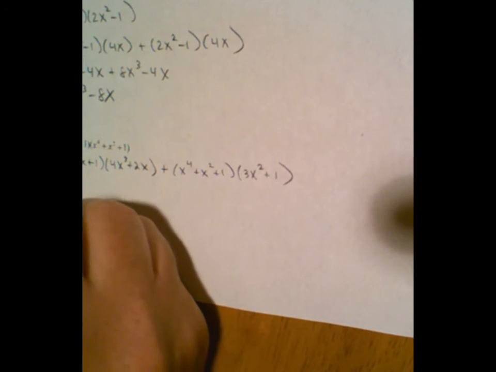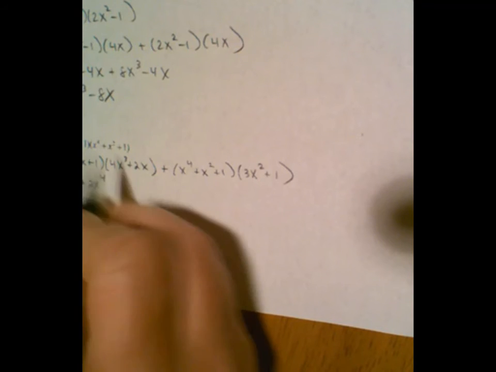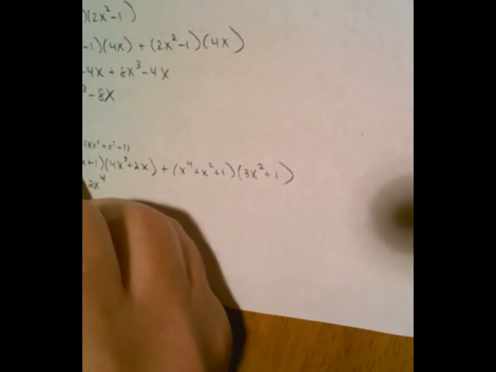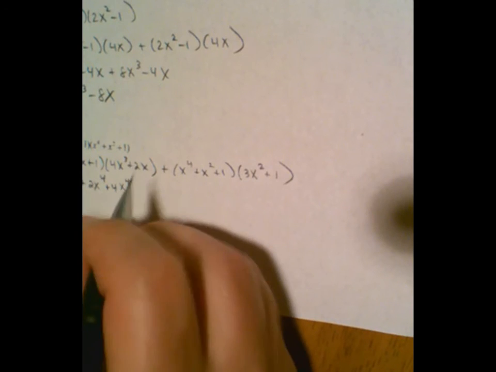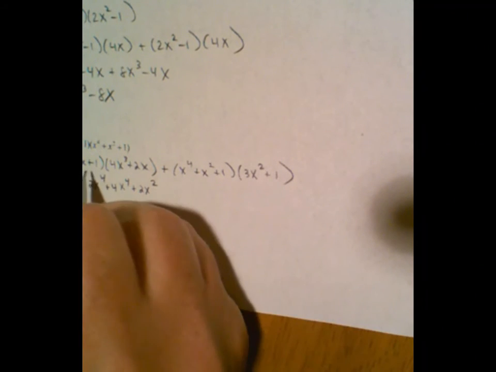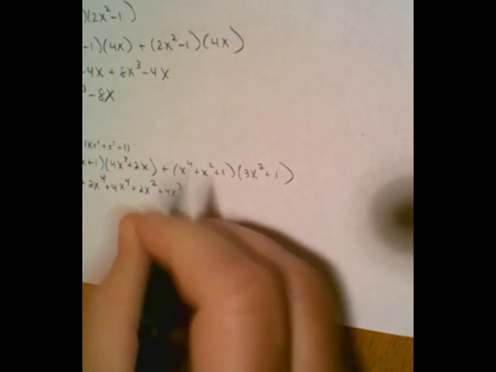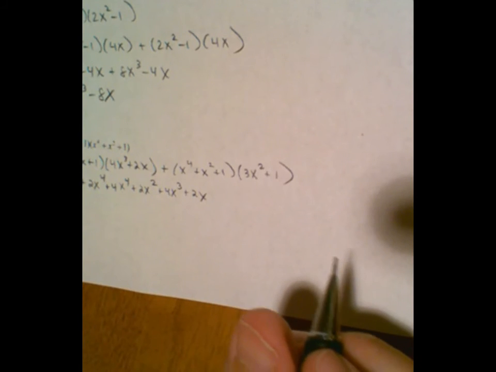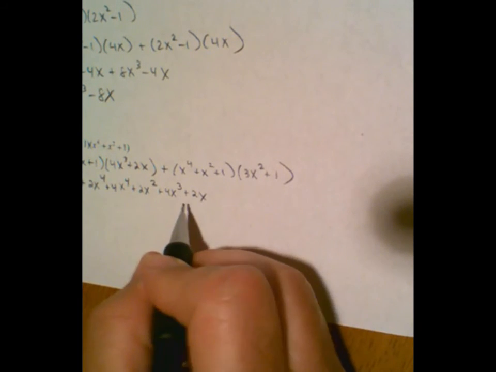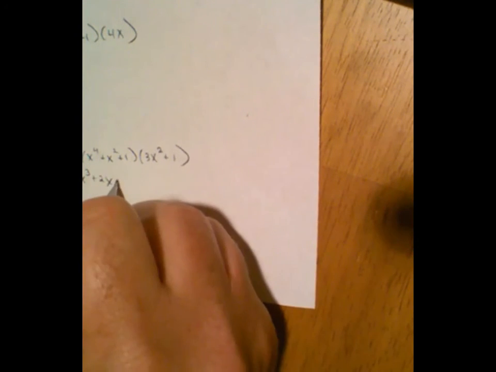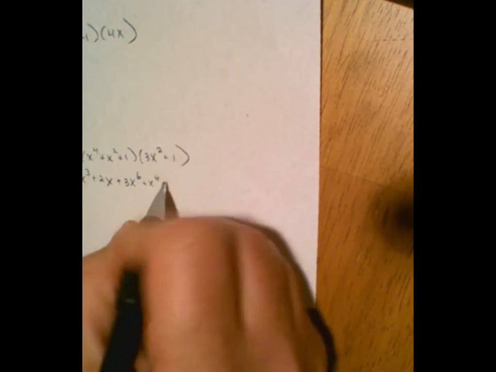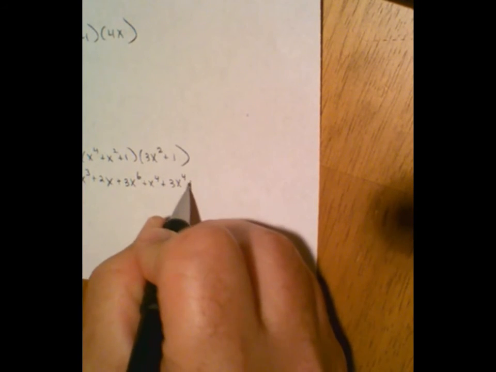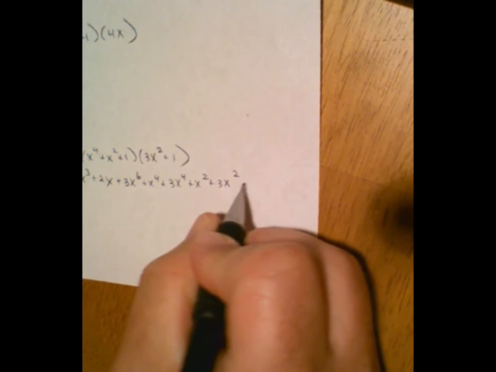x cubed times 4x cubed is 4x to the 6th. x cubed times 2x is 2x to the 4th. x times 4x cubed is 4x to the 4th. x times 2x is 2x squared. 1 times 4x cubed is 4x cubed. 1 times 2x is 2x. Okay, now over here, the same thing. I'm going to write a little smaller, I think. 3x to the 6th plus x to the 4th plus 3x to the 4th plus x squared plus 3x squared plus 1.